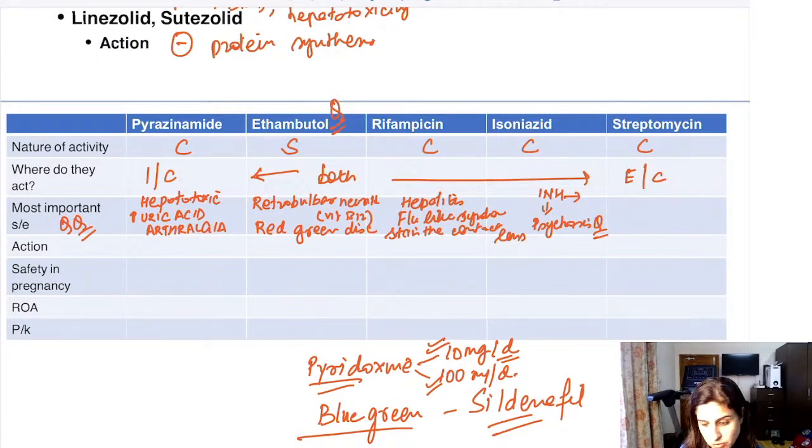Then coming to streptomycin. Now streptomycin, it is an aminoglycoside. So aminoglycoside के सारे side effects होंगे because they're ototoxic, nephrotoxic, neurotoxic. So all these side effects are going to be there with streptomycin as such.